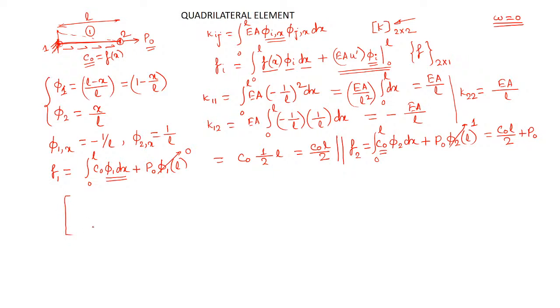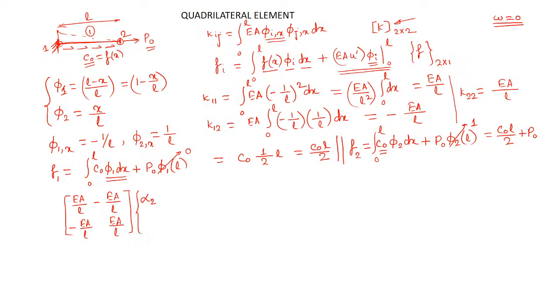Now let us write the full form, because, as Raphael told, I have to explain what the full form is, what the reduced form is, and how to calculate the reaction. That is the answer I am going to give here with this example. As you can see, here we will be having EA by L, and K12 will be minus EA by L. This part is also minus EA by L, and K22 is EA by L. So that is the stiffness entry.